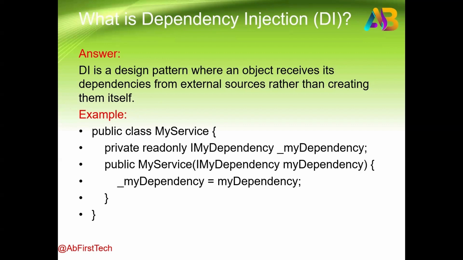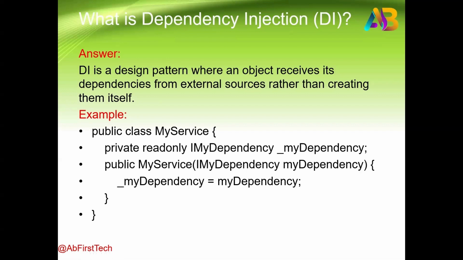For example, I have an interface and I want to create an object for my interface. Dependency injection will create the object for it, and within the constructor we pass it as an argument, and within the constructor we inject it like this: private readonly object equals this object. This is how we do the injection.